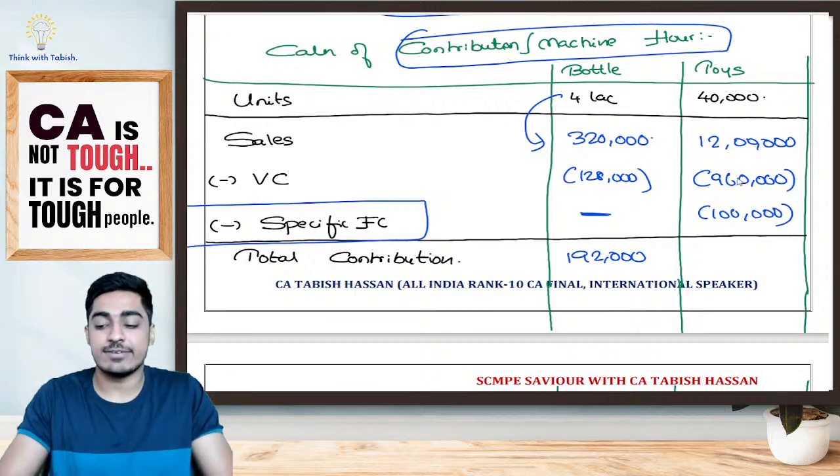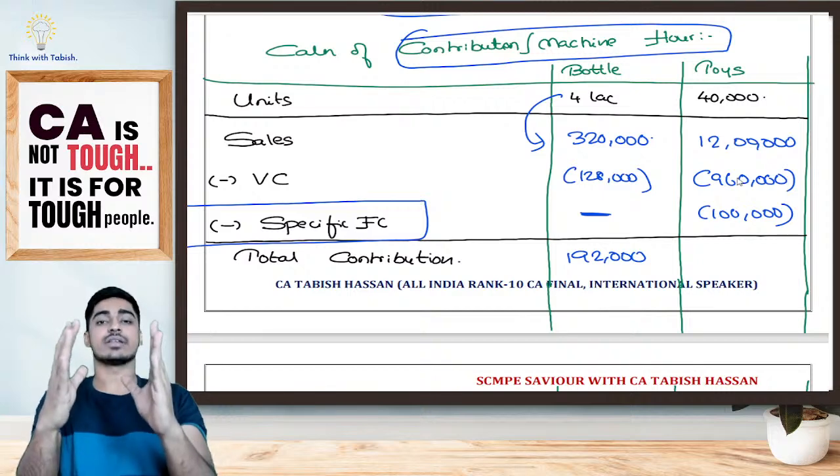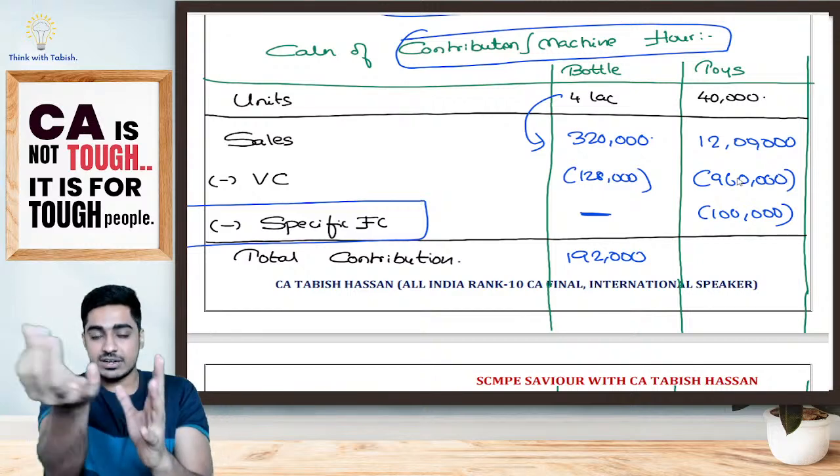So net how much will we have? Look at this as an order. Yes, a 40,000 toy order. Now look at the cost. How much will we get? 12 lakh we will get.